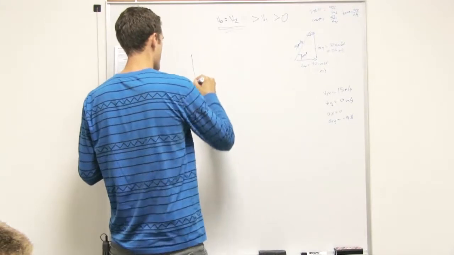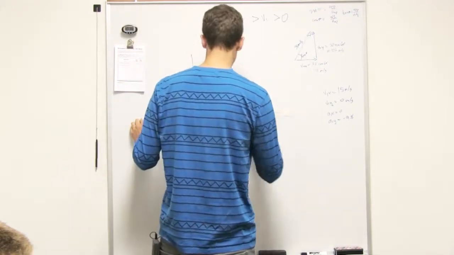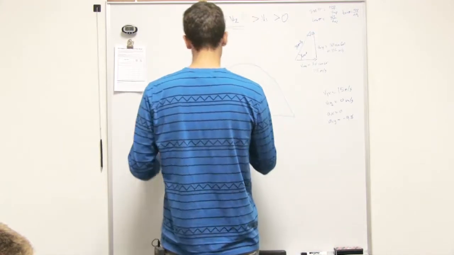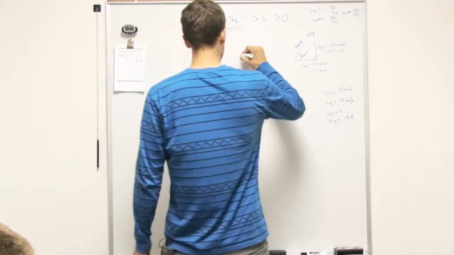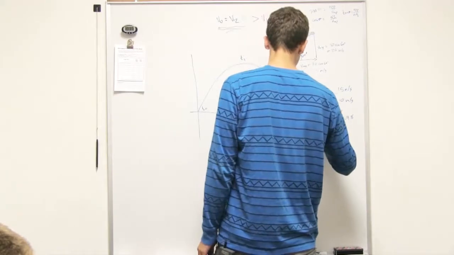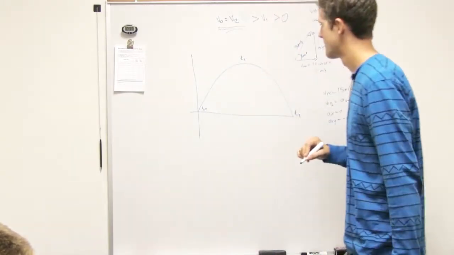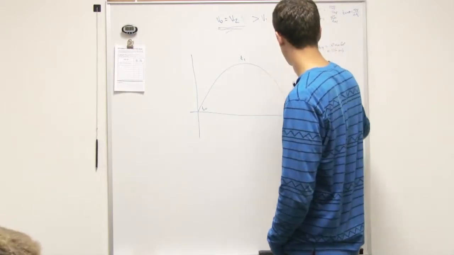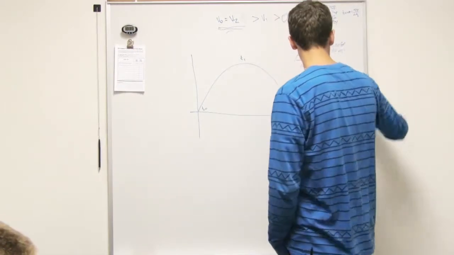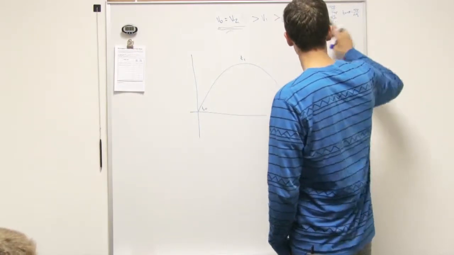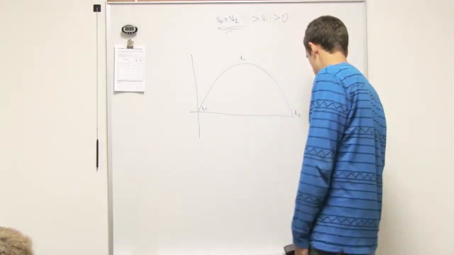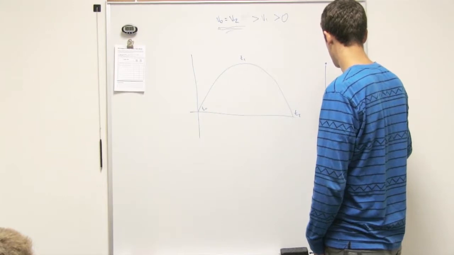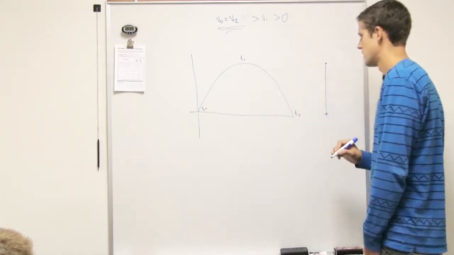The same graph. You have T naught, T1, T2. So if you dropped a ball, put Y max. From here, you might go straight down until it hit the ground. How long would it take?